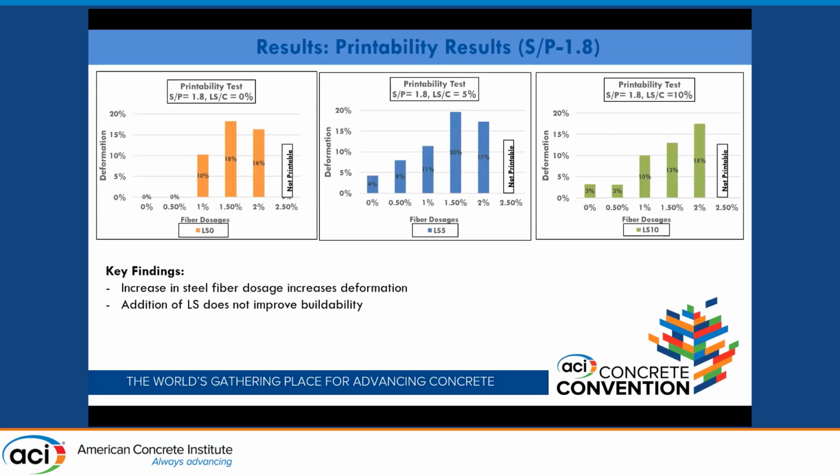A similar trend was also seen at the higher sand to powder ratio of 1.8. However, at this high sand to powder ratio, we couldn't print at the highest fiber dosage, which is 2.5. This was because we experienced clogging in the nozzle because of the high amount of sand in the matrix. But of course, we saw a similar trend as well. As we increase the fiber dosages, the buildability reduces. And addition of limestone also does not improve the buildability, as you can see in the other chart.